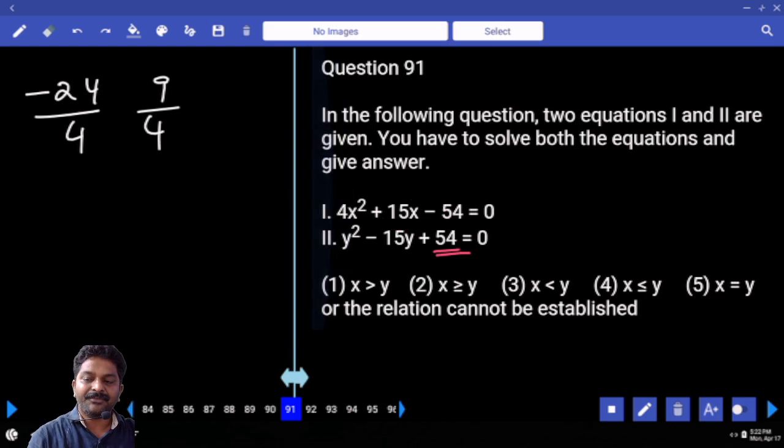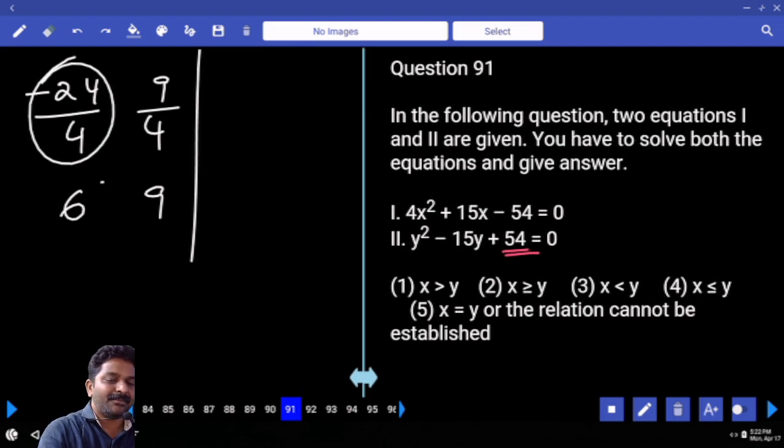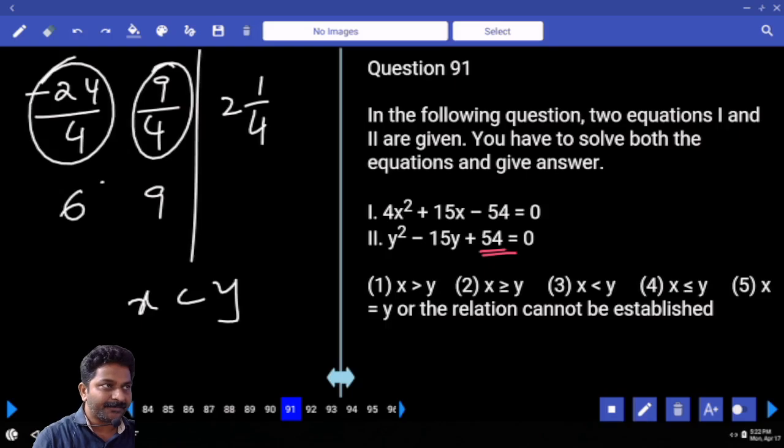Next, 54. 6 into 9. Minus 6 minus 9. Factors are plus 6 plus 9. This is a negative number. Clearly x is less than y. And 9 by 4 can be written as 2 1 by 4. Again, x less than y. Understood?